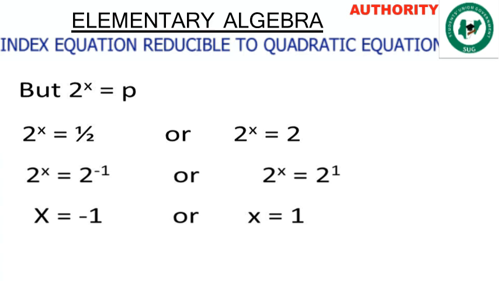Now for you to check whether what we solved is correct, substitute for minus 1 and then for 1 in the above index equation. You discover that it satisfies the condition there. Okay, it is correct, it is satisfied.